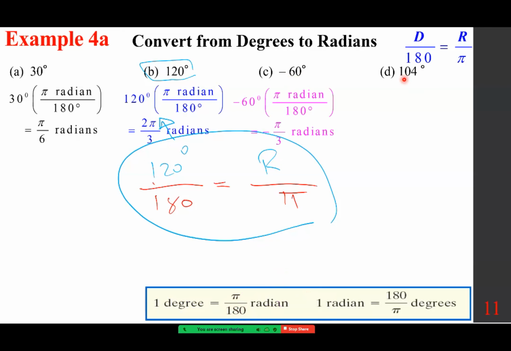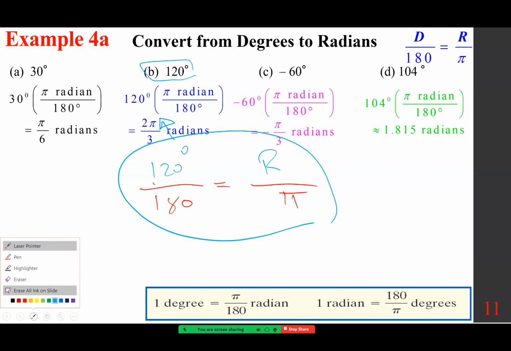Now, 104 is not one of those common arcs, again. So you can replace this one with 104 or just multiply this one by pi over 180. And it becomes something different than the others, 1.815 radians. And look at this one. It's almost equal to that because that's the nature. When it's not one of those common arcs, it becomes an approximation.